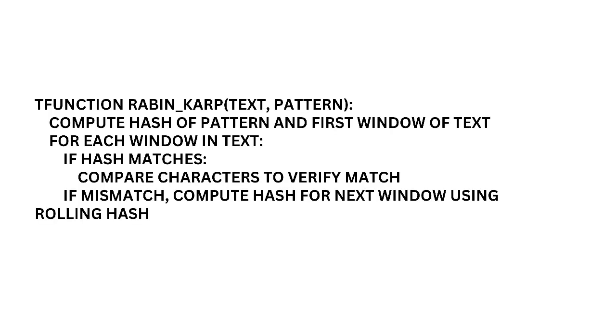All right, so here you can see the Rabin-Karp function. The pseudocode is right up here. The first thing you do is create a function, then compute the hash of the pattern. Then for each window in the text, if the hash matches, compare the characters to verify the match. If there is no match, compute the hash for the next window using rolling hash. This is the entire pseudocode that you have.